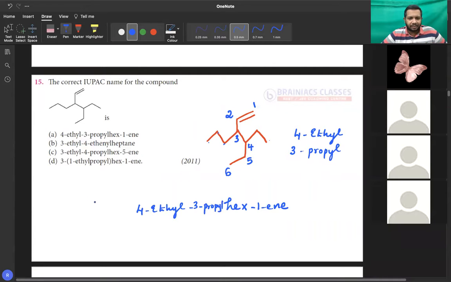Is there any answer present like that? 4-ethyl, 3-propyl, hex-1-ene. So option A should be the correct answer. I am hoping all of you are getting the same answer. Or a different answer? Can you tell me?